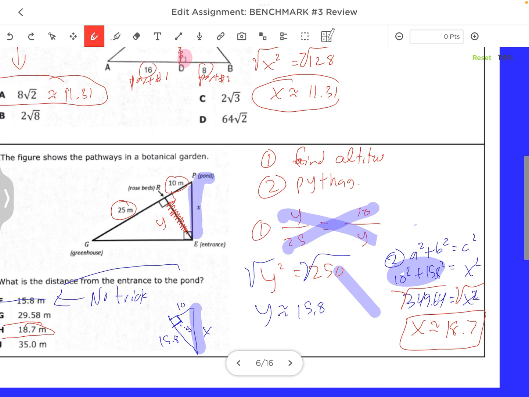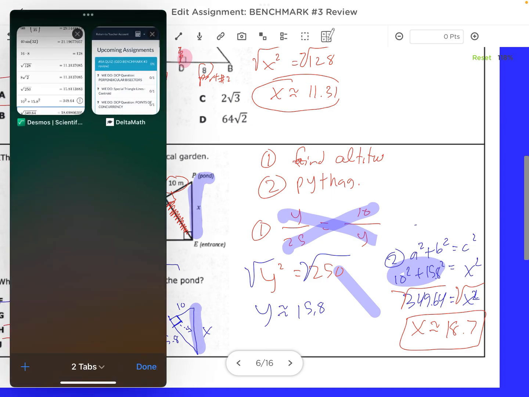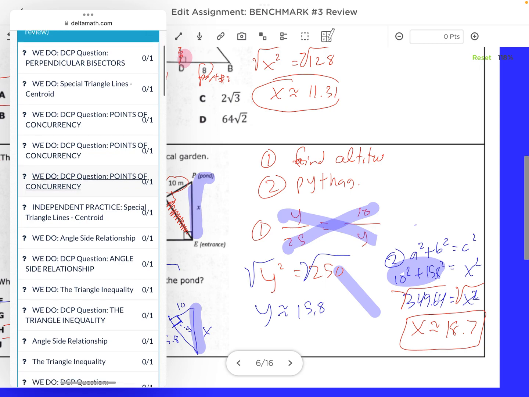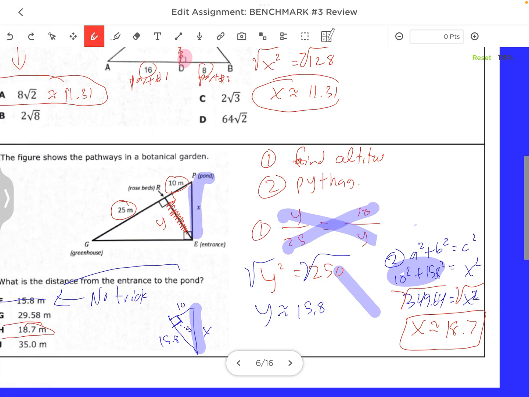Okay, so I know we went through a lot of stuff, but I want you to make sure that you go through those practices on Delta Math. Preferably I'd like you to do it after each practice. So, for instance, right over here, after we did those points of concurrency, I wanted you to try these on your own. After you did the angle side relationship, I want you to try that one on your own. All right, so get those done. Let me know if you have any questions, but make sure that we get this done before our DCP, which will be next class.